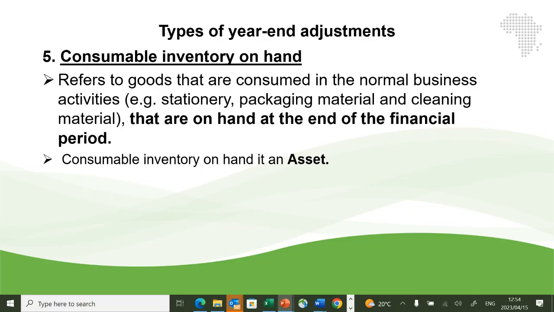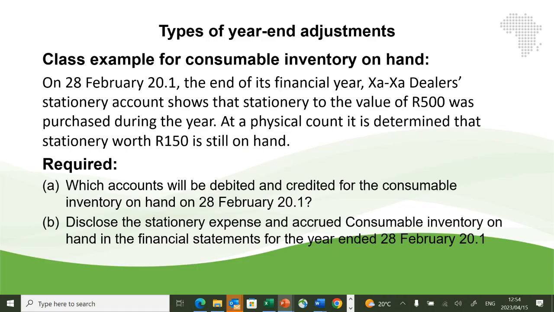But here, we are focusing now on consumable inventory on hand. We are concerned about the ones that are on hand that were not used by the end of the year. So when we talk about consumable inventory on hand, it is an asset for the business. And we know assets increase on which side? On the debit side, they reduce on the credit side.